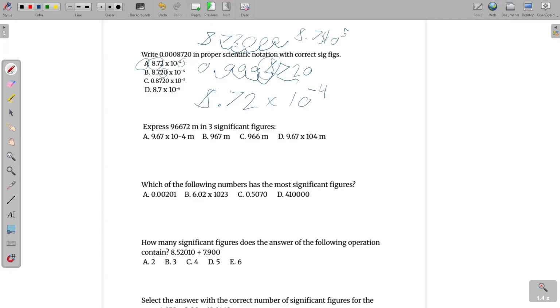Express 96672 in 3 sig figs. I know what I was talking about. People go, oh, okay, well, I'll round here, right? Because rounding rules apply. 9, 6, that becomes a 7. 967, that's my answer. It is not your answer. That is not the answer.